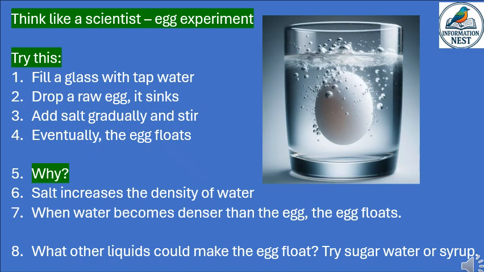Why? Because salt increases the density of water. When the water becomes denser than the egg, the egg rises like magic. This is the same reason people float more easily in the Dead Sea. It is packed with salt. Sugar water works similarly, but you will need more sugar. Syrup is already dense, so the egg might float right away. Glycerin or honey, thick and heavy, great for density experiments.